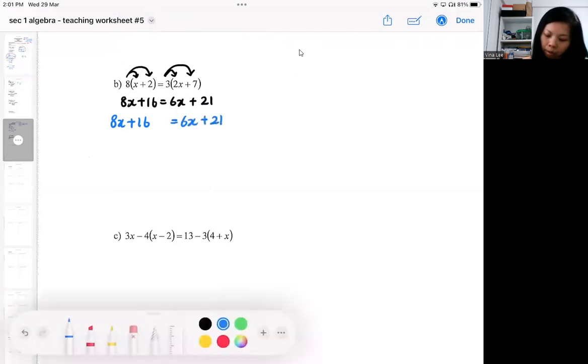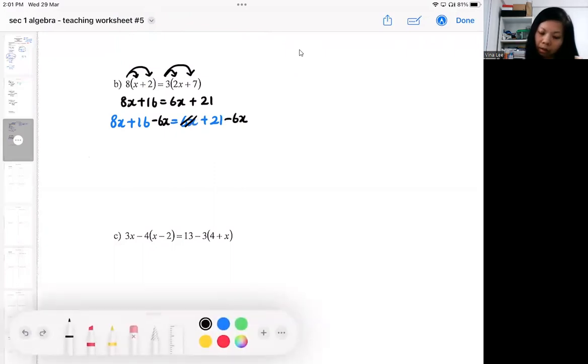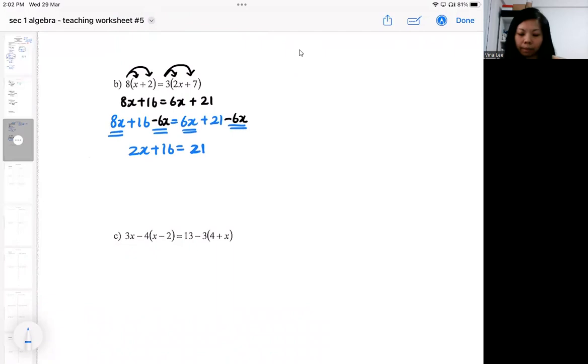So guess what? I'm going to do a minus 6x, because when I do a minus 6x, this will disappear. Can you see? So if I do a minus 6x on both sides, 8x minus 6x will be a 2x. But on the other side, I've got no more x. My aim is to have all the x on one side, so I want to shift the 6x. So in this case, I minus 6x on both sides.